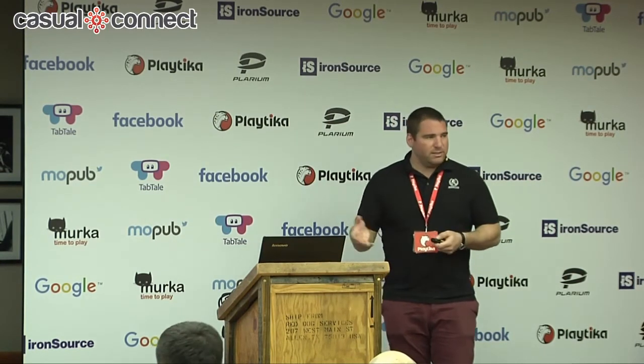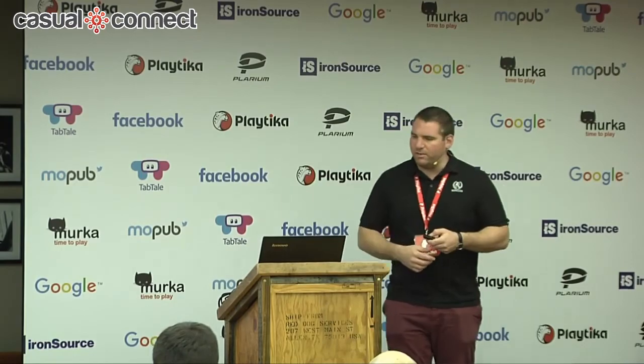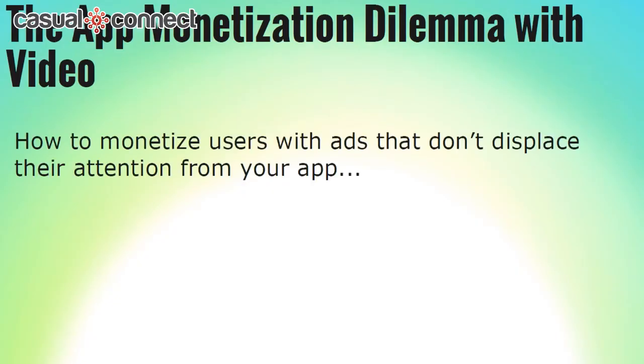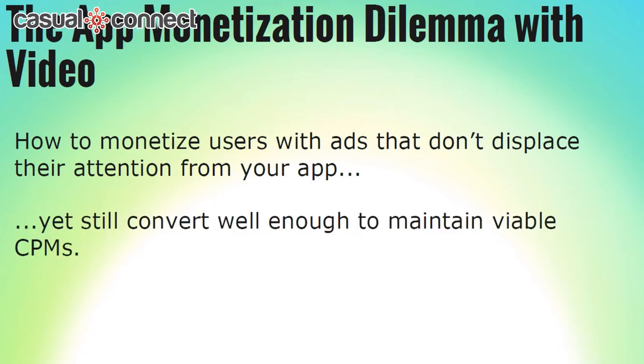What's the dilemma I face? These are the opportunities, and here's the dilemma I'm confronted with. If I'm putting an engaging video ad in my game, and that's part of the core loop, how do I monetize users with that ad in a way that doesn't displace their attention from my app, yet still converts well enough to deliver high CPMs?